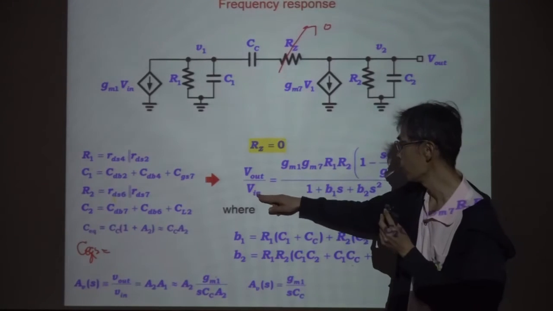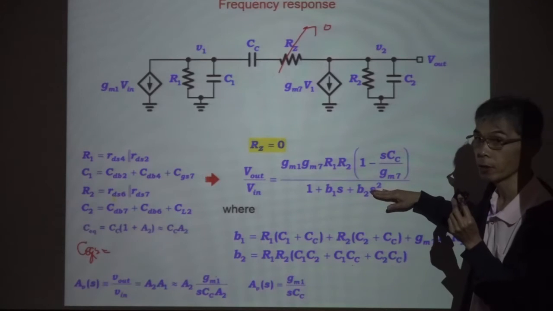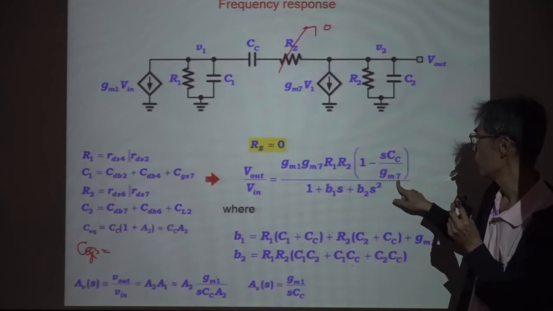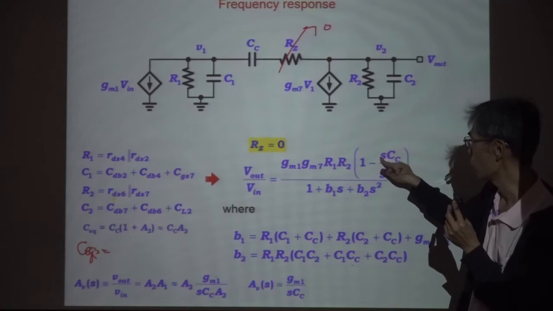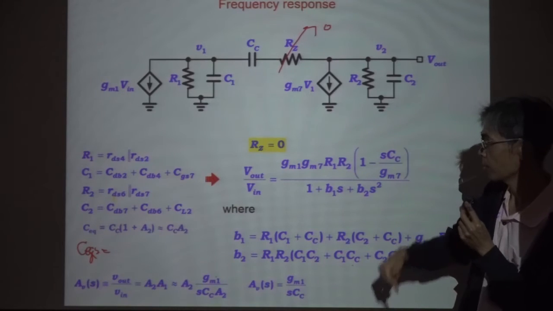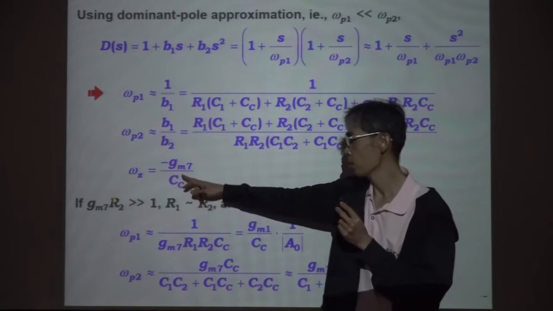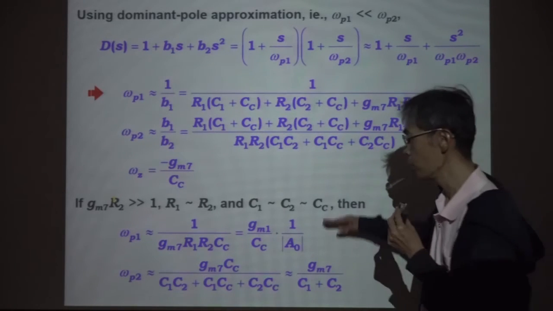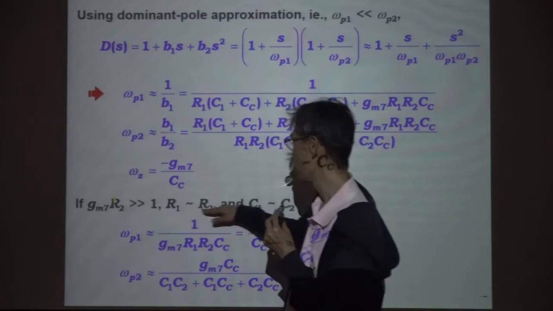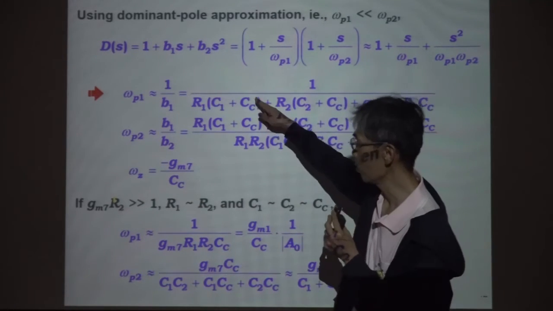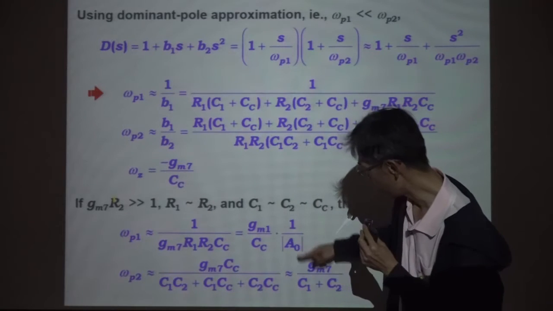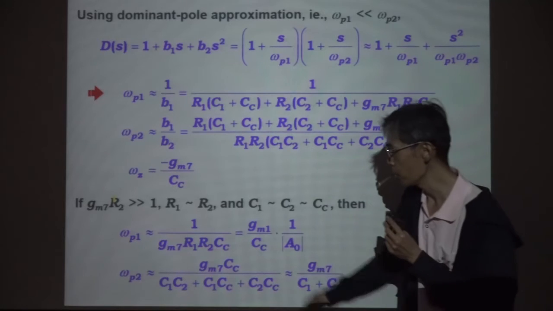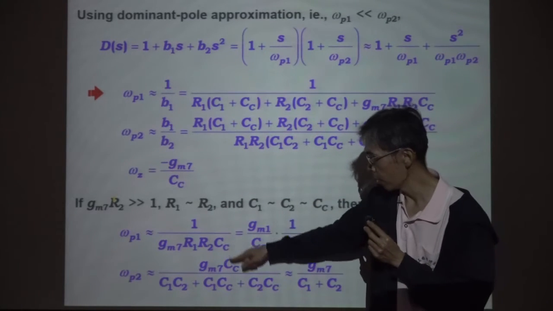So V out divided by V in, we have 2 poles here and 1 zero here. So use this equation, S equal to omega Z, and we can get this solution. So under these conditions, we can simplify omega P1 and omega P2. These are the simplified equations. You need to convince yourself that under these conditions, they can be simplified.